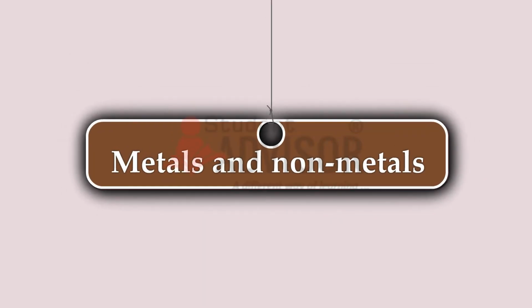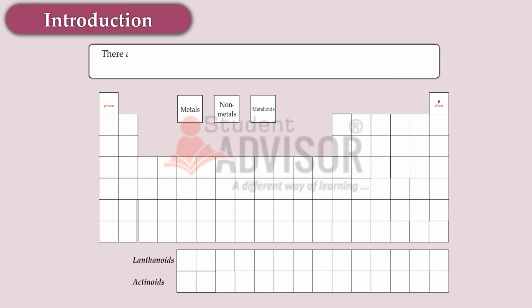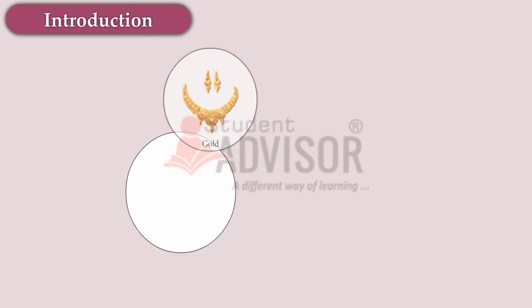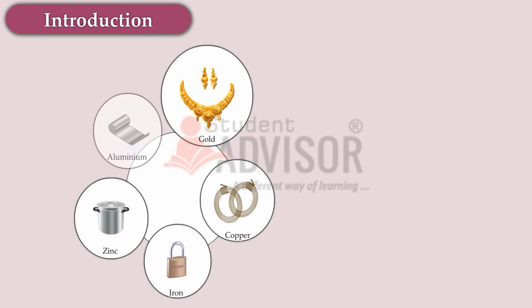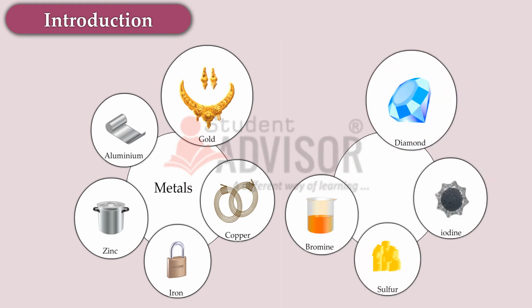Metals and non-metals. Introduction. There are 118 elements known at present. These elements are divided into three main groups: metals, non-metals and metalloids. These are metal elements. These are non-metal elements.